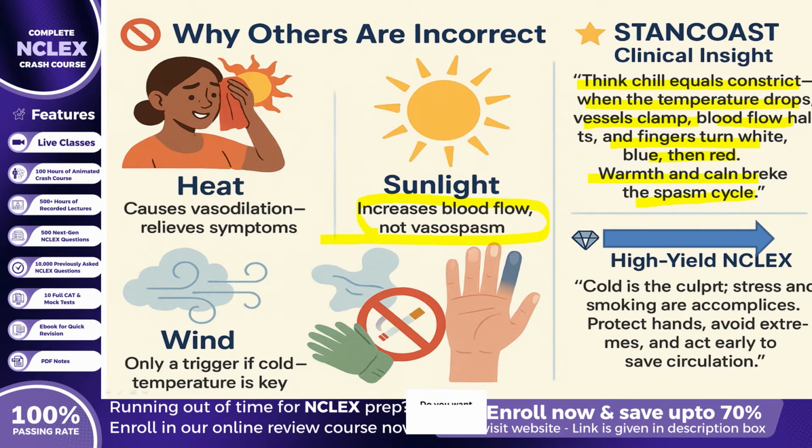Moving forward to the Stan Coast high-yield NCLEX Pearl, keep this golden takeaway in mind. In Raynaud's disease, cold is the culprit. Stress and smoking are accomplices. Protect the hands, avoid temperature extremes, and teach clients to recognize early color changes to prevent ischemic injury.